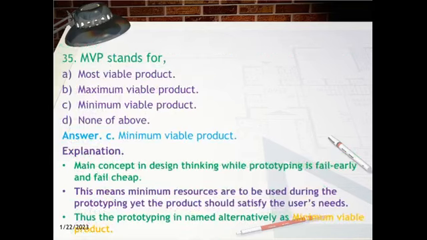35. MVP stands for: Most Viable Product, Maximum Viable Product, Minimum Viable Product, None of the above. Answer: C. Minimum Viable Product. Explanation: The main concept in design thinking while prototyping is fail early and fail cheap. This means minimum resources are to be used during prototyping, yet the product should satisfy the user's needs. Thus prototyping is named alternatively as minimum viable product.